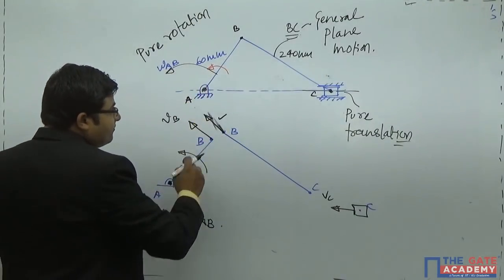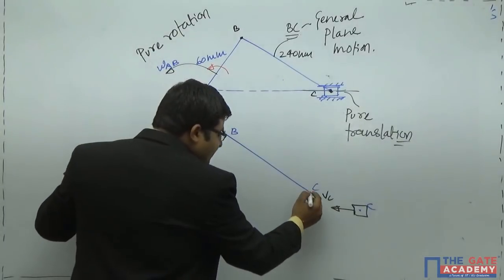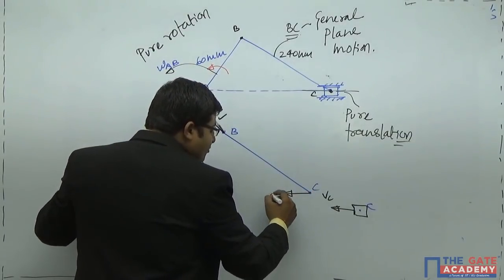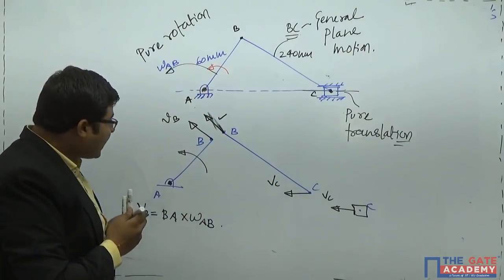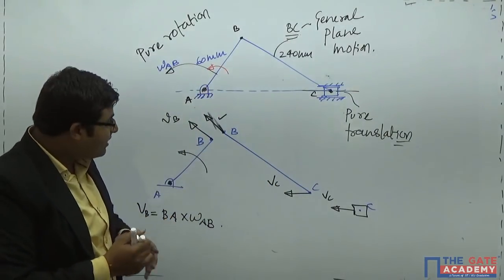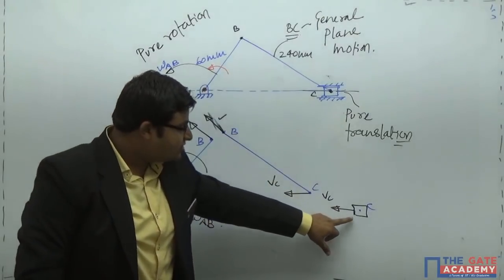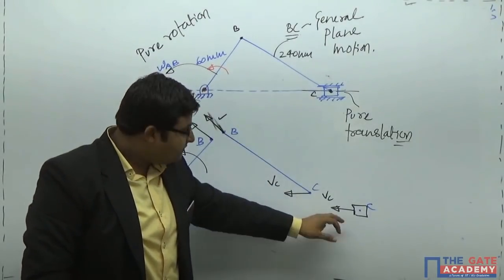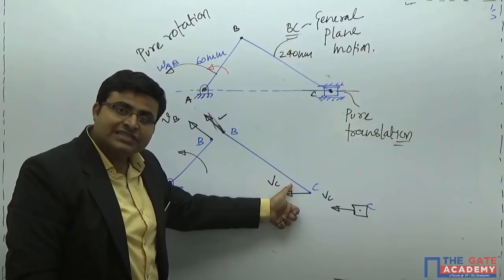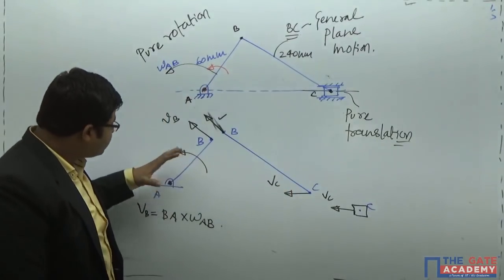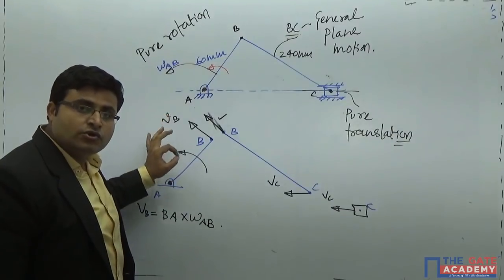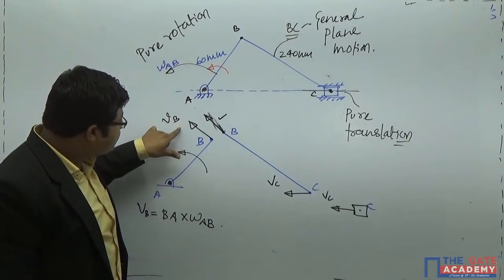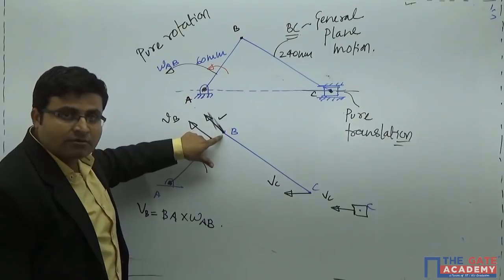This VB we have drawn, and this particular point will have this velocity, that is velocity of C only. What I am trying to say is that if the velocity at this point is known to you, we can draw it on this link BC also. If any velocity, linear or angular, is known to you, we can draw the linear velocity of point B on this particular point also.